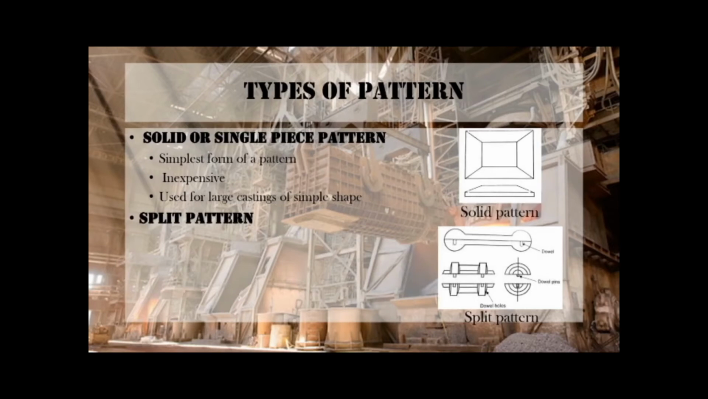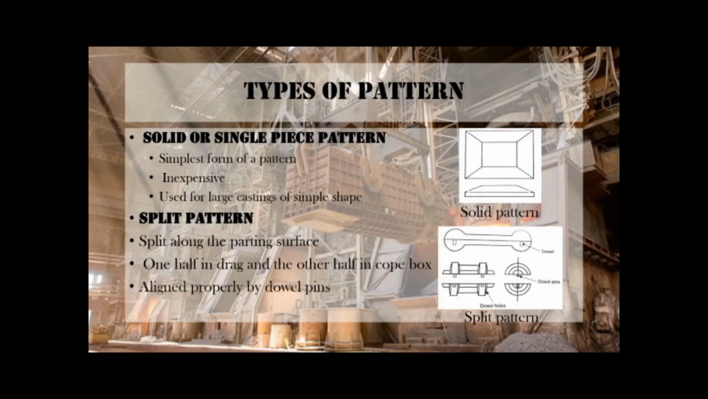Split pattern. This pattern type is used for making castings having intricate details. It is split along the parting surface. One half of the pattern is molded in the drag and the other half in the cope box. The two halves of the pattern must be aligned properly by making use of dowel pins.